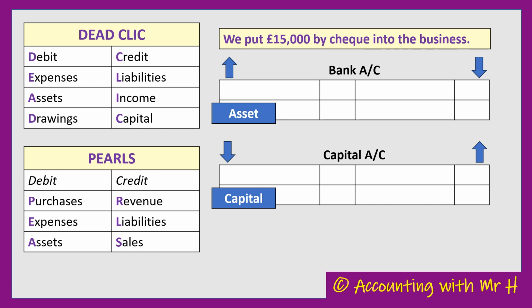I have also seen that with pearls sometimes people have the R as reserves, or instead of the S for sales, they have it as sources of funds. So that could be things like capital. So 15,000 by cheque going into the business. So this is increasing the asset of bank. So I need to put it on the debit then. And it's also increasing the amount of capital that the owner has put in. So I need to record that on the credit. And there we go with the two opposing narratives, capital in the bank and bank in the capital.